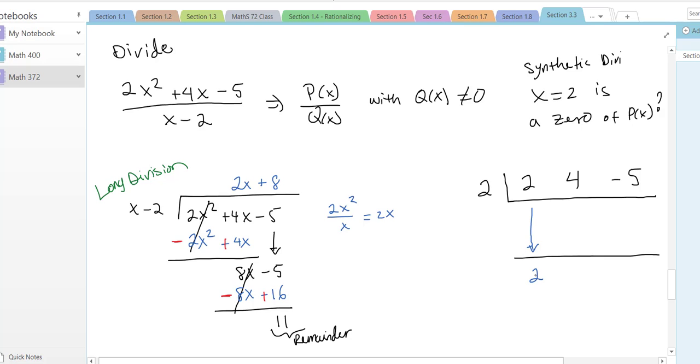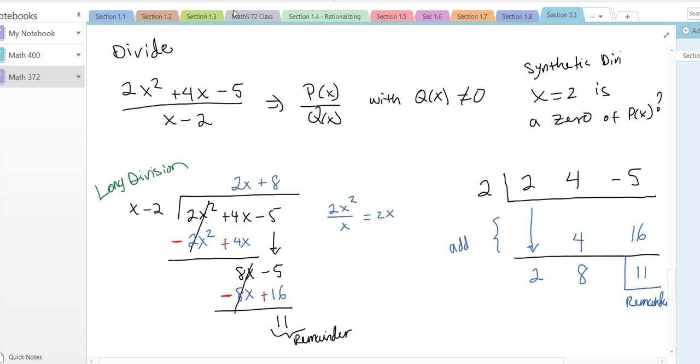So I bring it down, and then I do 2 times 2 is 4. I put the 4 here, and with synthetic division, we add these. So 4 plus 4 is 8, and now I multiply 8 times 2 is positive 16, so I put it here, and we add: 16 minus 5 is 11. And so this is my remainder. Did we get the same thing? Yes. It's just a little bit shorter.